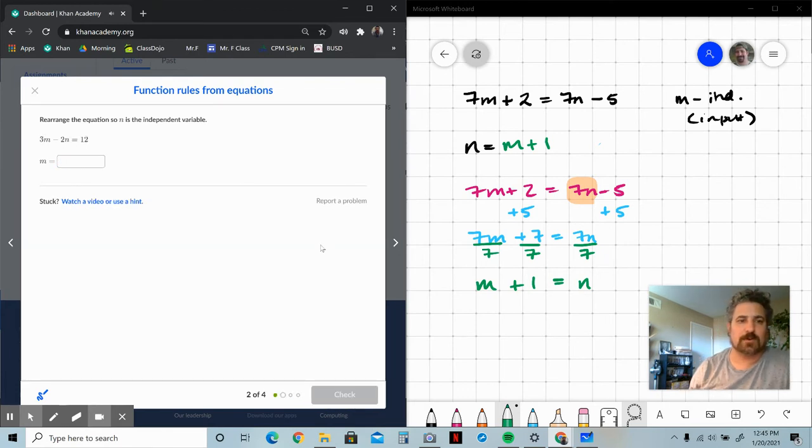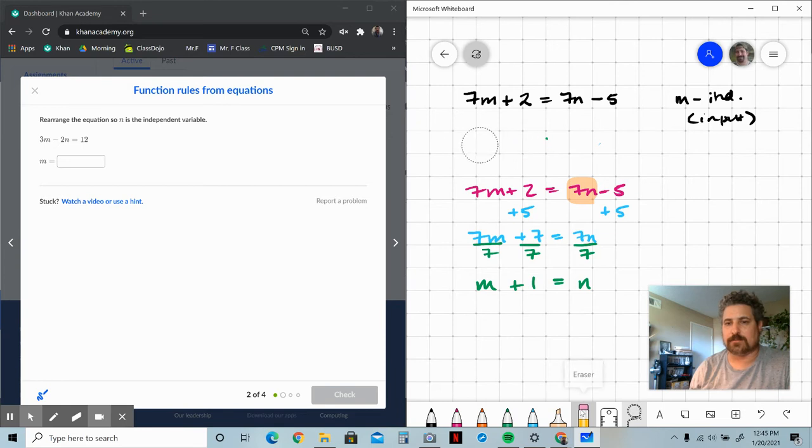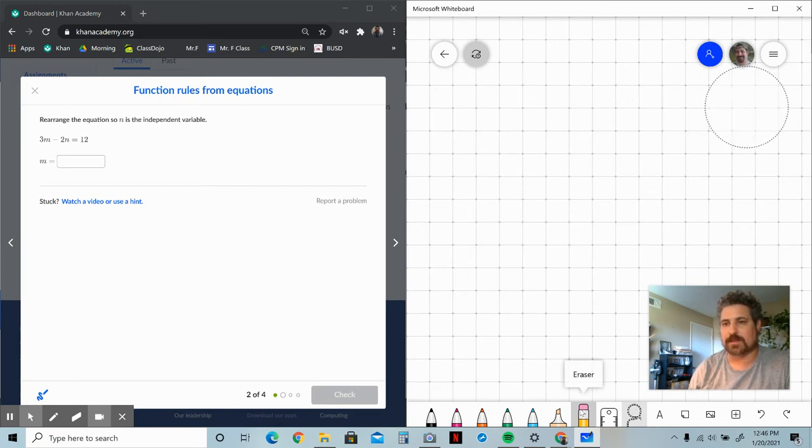Okay, for the next one, we're trying to solve for m because we want n to be independent, which means we want m to be dependent. Once again, we're going to go through that process. This time I'll be a little quicker because I think you guys have seen how to do it once. It makes it easier. So watch.